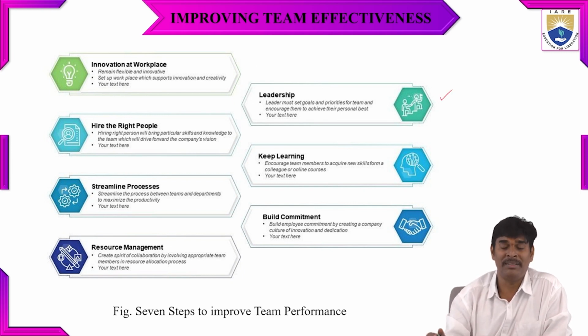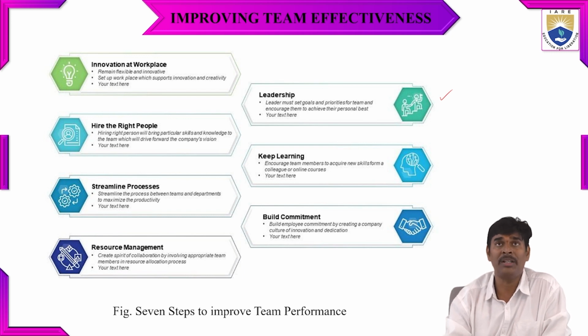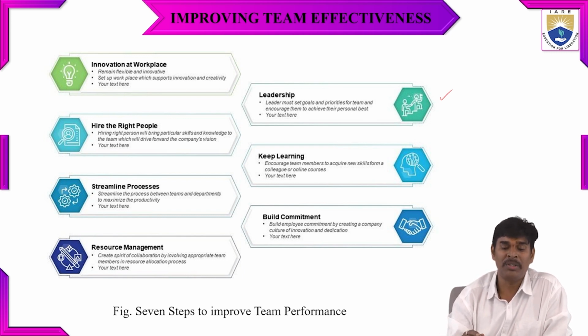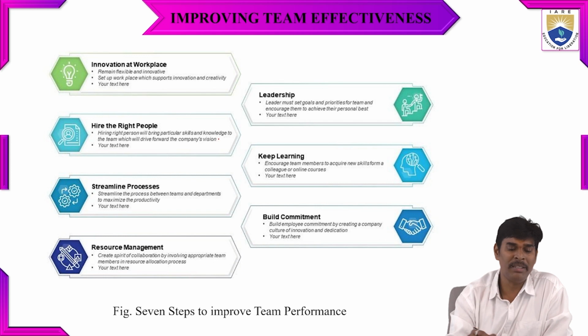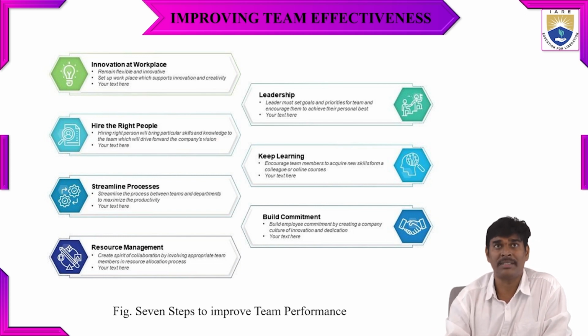Next one is leadership. As I told, the leader must set goals and priorities for the team. This will encourage the team members and the team to achieve their personal best. Next one is hire the right people. While recruiting people, they need to check whether this person will fit this organization. Hiring the right person will bring particular skills and knowledge to the team, so that it will drive forward the company vision. While recruiting any person, they need to check whether this person will achieve our goals and vision or not.